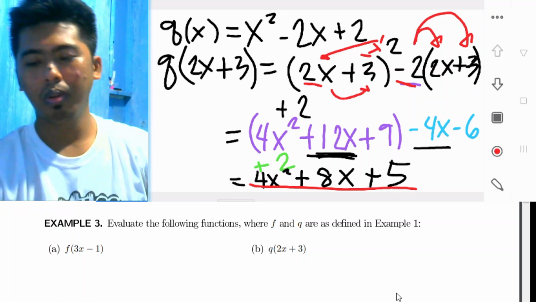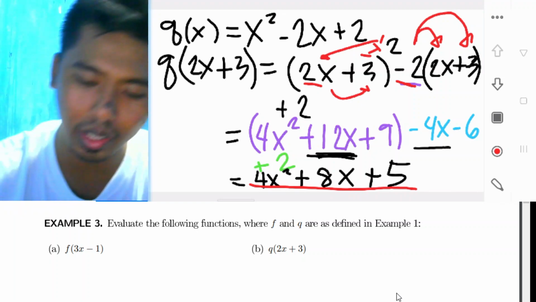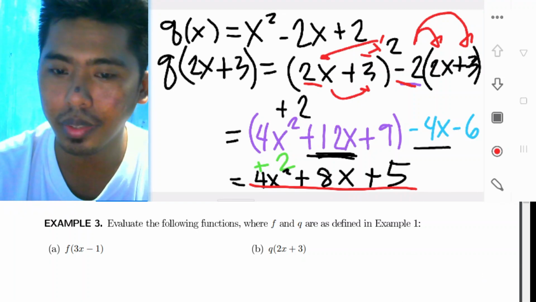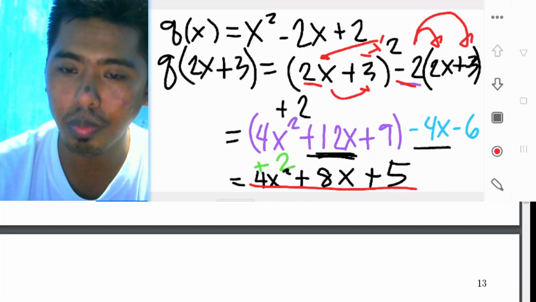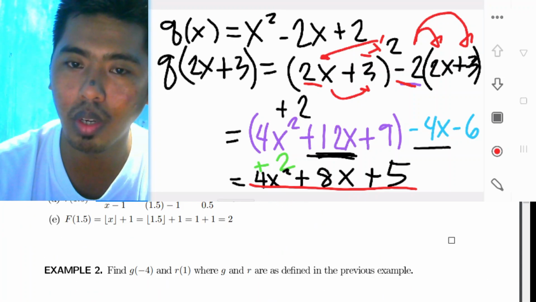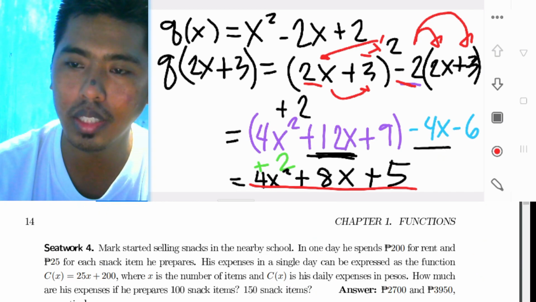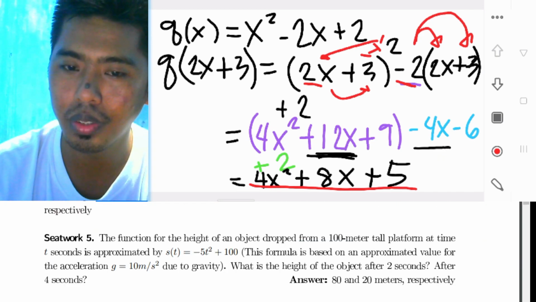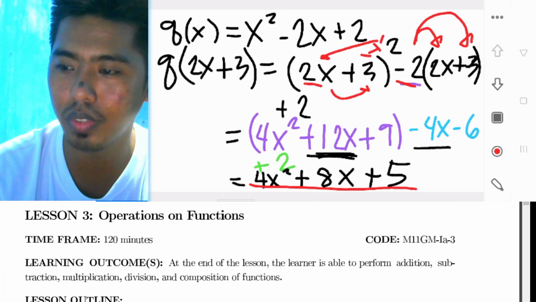So that is the answer to this problem, guys. Okay, so that would be all for the evaluating of functions. Let's have another problem here. Let's make it in a separate video. Okay.